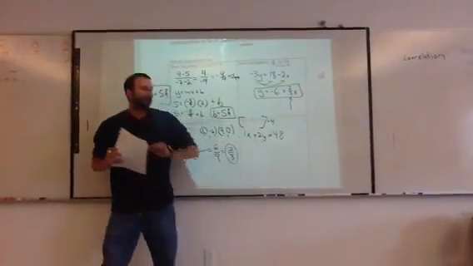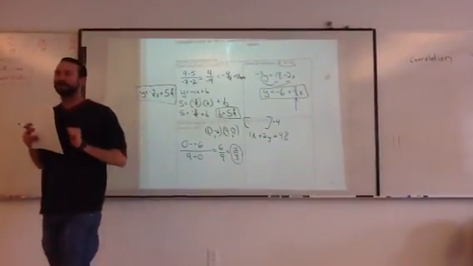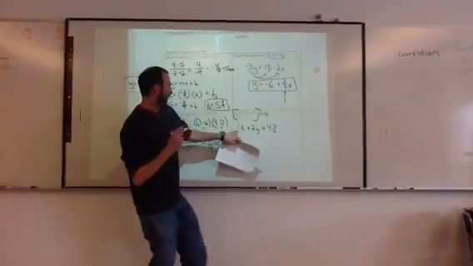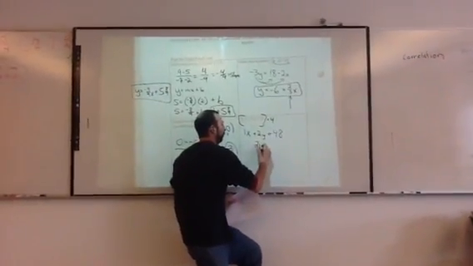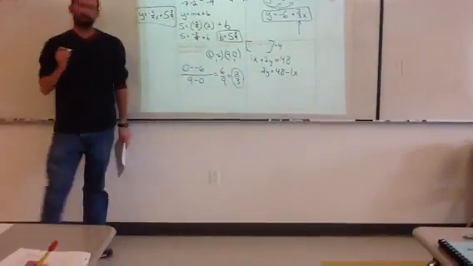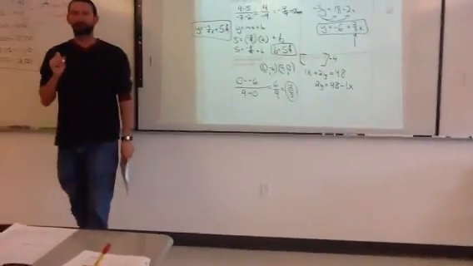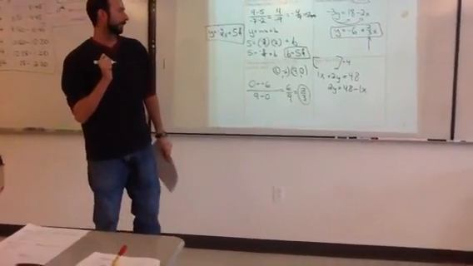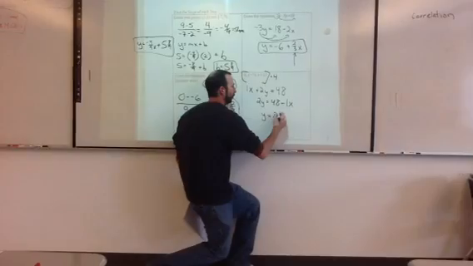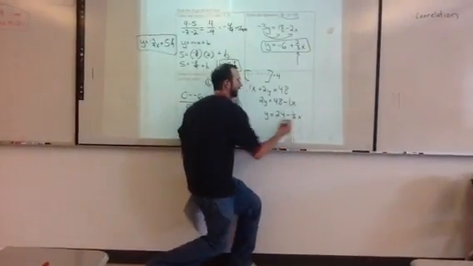Here's my y. I want it isolated. How do I isolate that y? Subtract the 1x. So 2y equals 48 minus an x. Y is not alone yet. Divide both sides by 2. Y is equal to 24 minus 1/2 x.